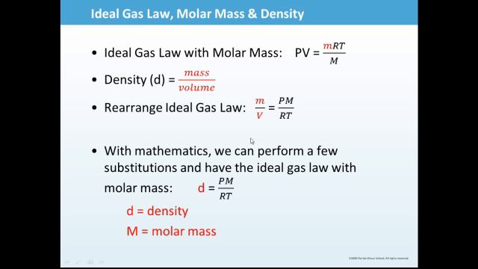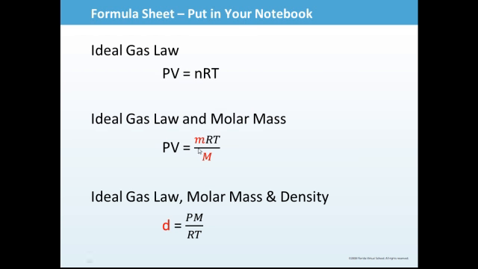With mathematics, we can perform a couple of simple substitutions, and when we get mass divided by volume, we can substitute density. So if you have the density of your gas, or you can solve for the density of your gas, that equals P, which is still pressure, capital M, which is the molar mass, divided by R times T. Remember, temperature is always in Kelvin. Here is the formula sheet with all three of these formulas. Please make sure that you have this written down and put it in your chemistry notebook for this class. You are going to be using them in the future.